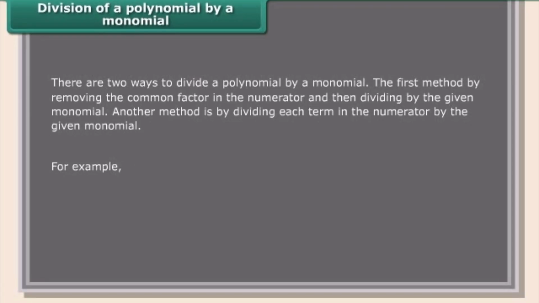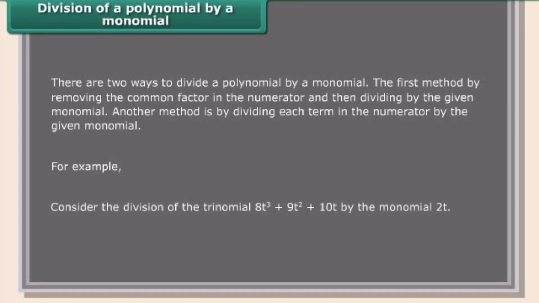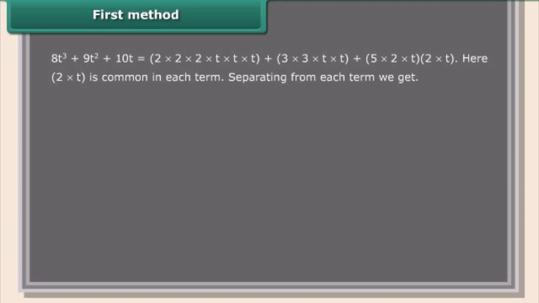For example, consider the division of the trinomial 8t cubed plus 9t square plus 10t by the monomial 2t. First method: 8t cubed plus 9t square plus 10t is equal to 2 into 2 into 2 into t into t into t plus 3 into 3 into t into t plus 5 into 2 into t. Here 2 into t is common in each term.